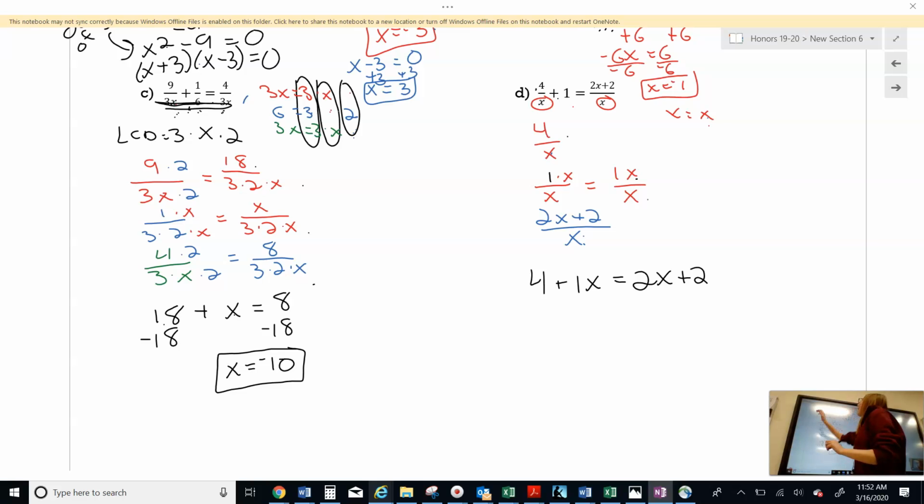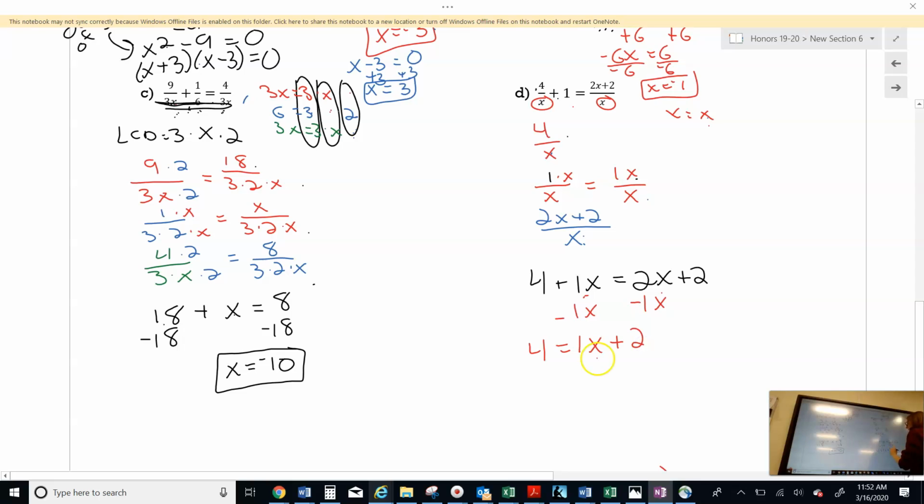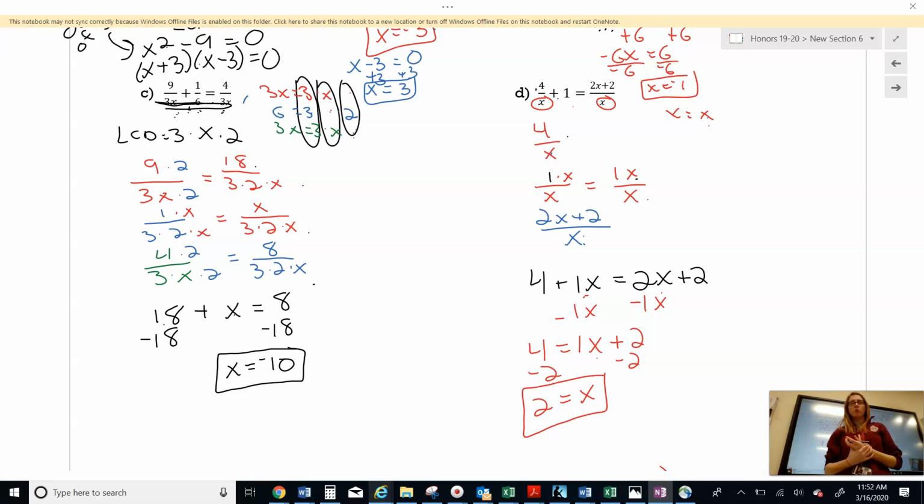Now I'm solving. I have an x in 2 spots. I have an x here and an x here. I need to get rid of one of them. It doesn't matter which one you get rid of. So I'm going to get rid of this 1x by subtracting it. Now x is here. I'm going to subtract 2. So x just equals 2. And that's it for solving, right? Getting your least common denominator and then solving the equation that comes out of it, okay?